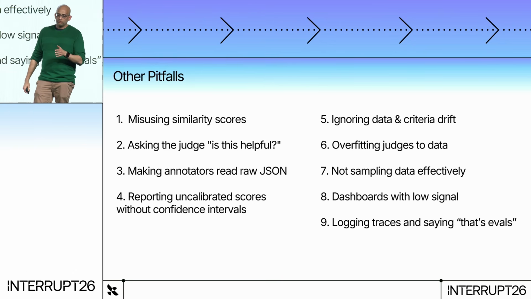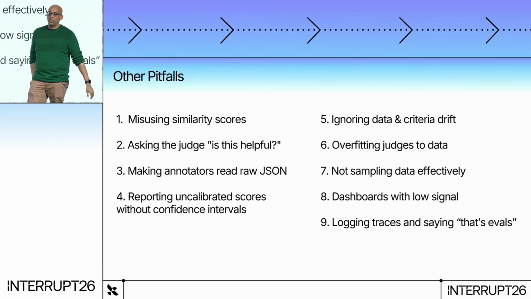You have to also be careful, number 5, to make sure you understand what data criteria drift is happening. Number 6, you want to make sure you're not overfitting your judges to data. So think of it like machine learning. You don't want to just take a set of data and hill climb against that data over and over, iteratively, and overfit. You need to set aside some data and make sure that your evals are generalizing. You want to also make sure that you're sampling data effectively. And if you're going to put a metric on a dashboard, be really careful that that metric is earning its place and actually has signal. This is not necessarily a problem just with AI. This has always been a problem, but it's definitely more acute in AI.